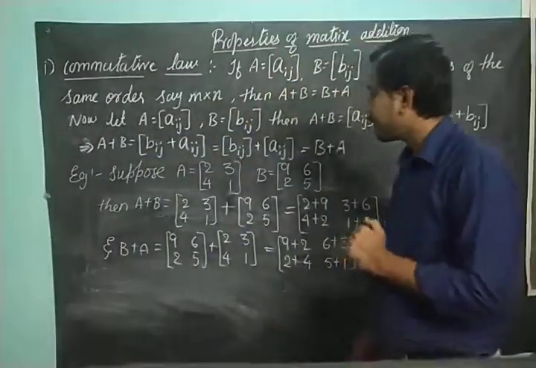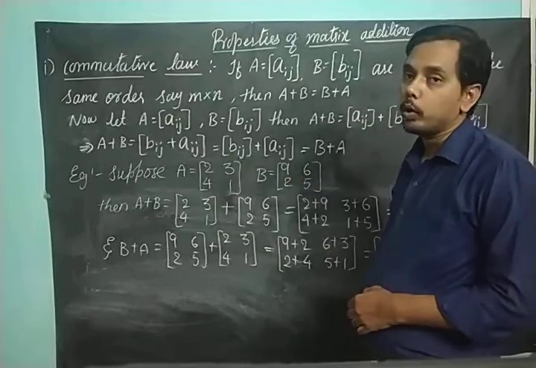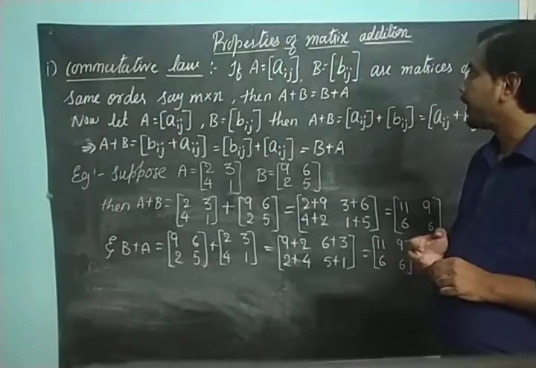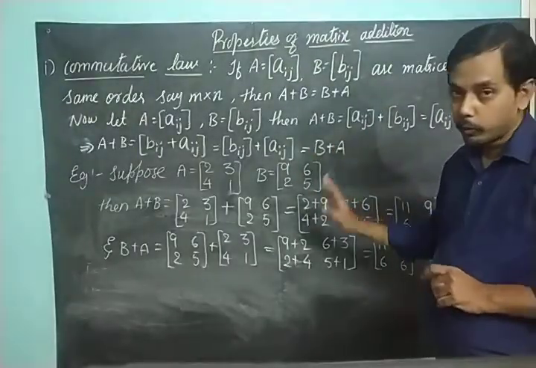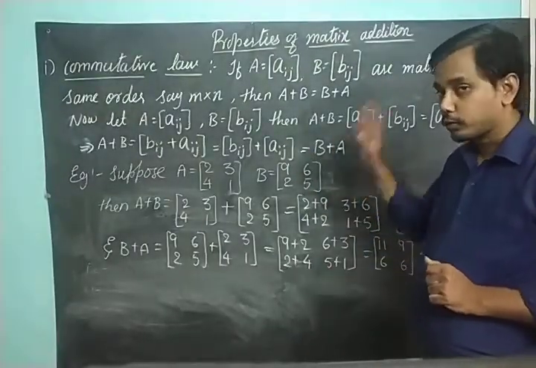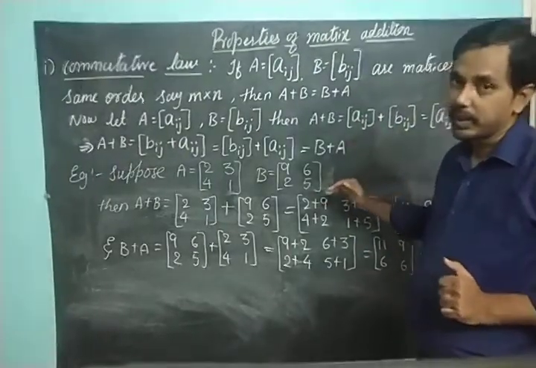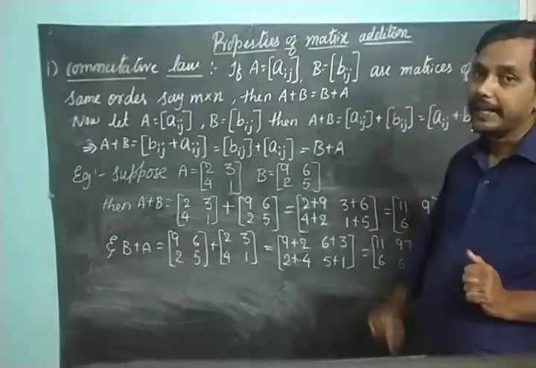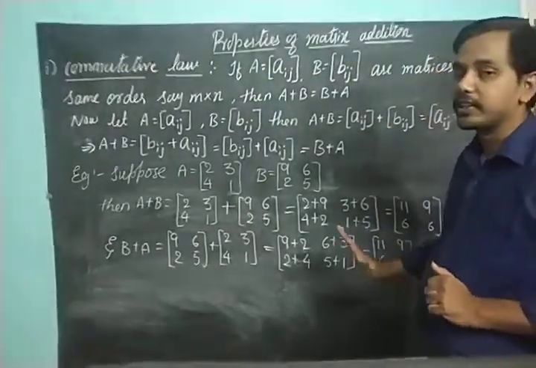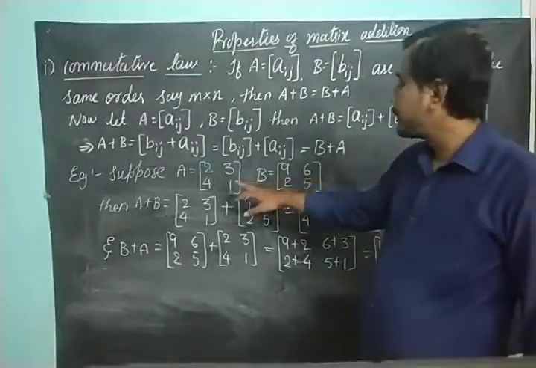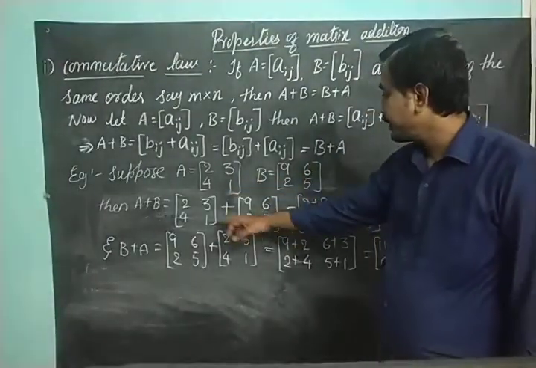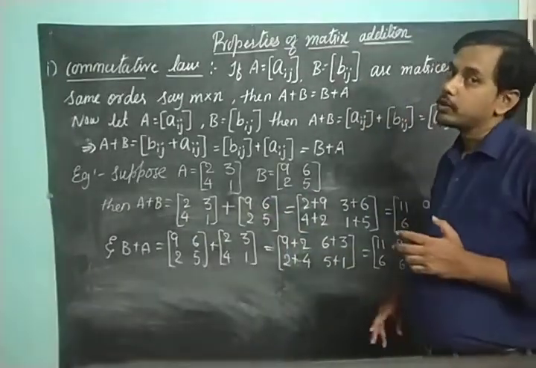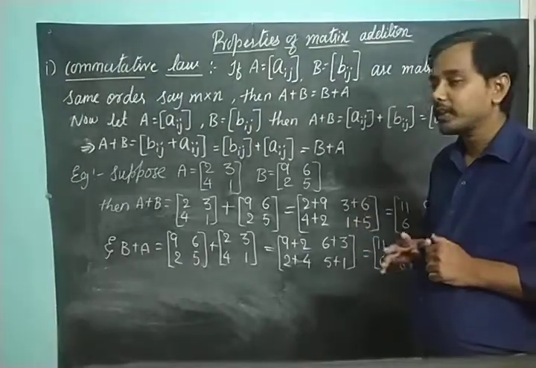Now coming to some examples. Suppose A is equal to 2, 3, 4, 1 and B is equal to 9, 6, 2, 5. What is the condition here? The order of both the matrices should be the same. The condition holds good. The same condition is applicable as for addition of matrices. Now what will be A plus B? If you want to add two matrices, what should you do? Add the corresponding elements of both the matrices.